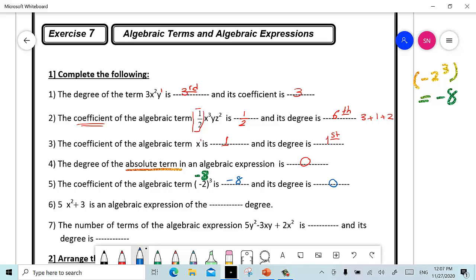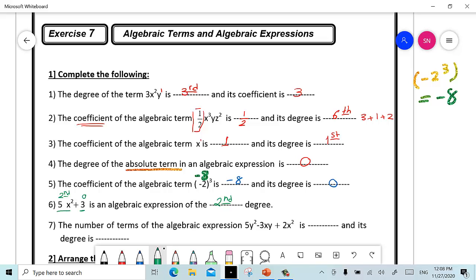5x squared plus 3 is an algebraic expression of which degree? Let's go now and determine how many terms we have inside of the algebraic expression. We have 2 terms, 5x squared and 3. 5x squared is of the second degree, and 3 is an absolute term, and any absolute term is of 0 degree. And the degree of the algebraic expression is determined according to the degree of the highest term. And here the degree of the highest term is the second degree. So the expression is of the second degree.